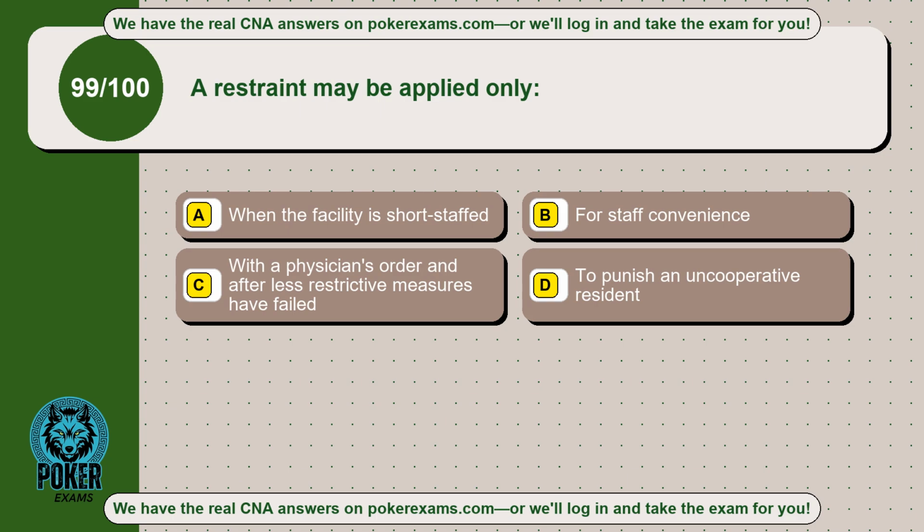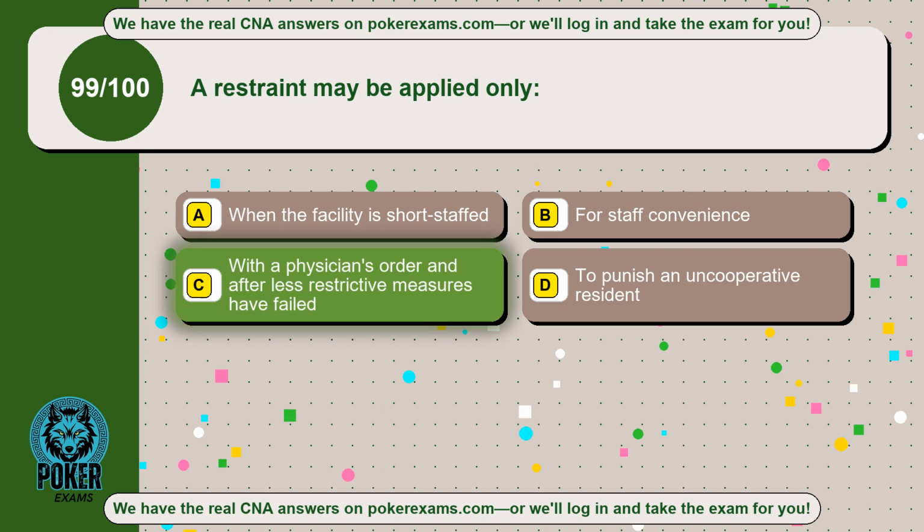Question 99. A restraint may be applied only: Option A, when the facility is short-staffed. Option B, for staff convenience. Option C, with a physician's order and after less restrictive measures have failed. Option D, to punish an uncooperative resident.